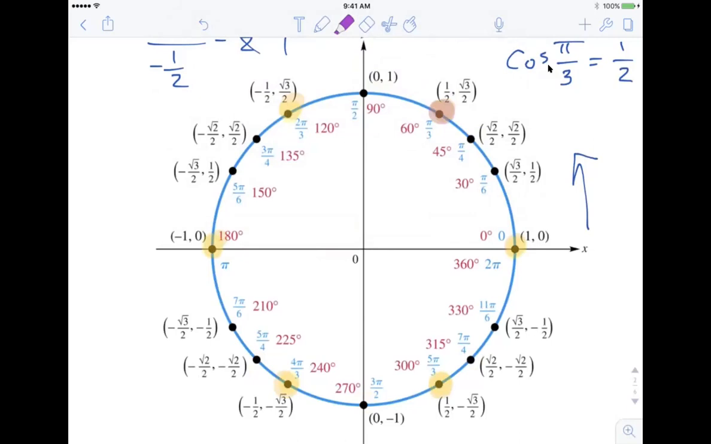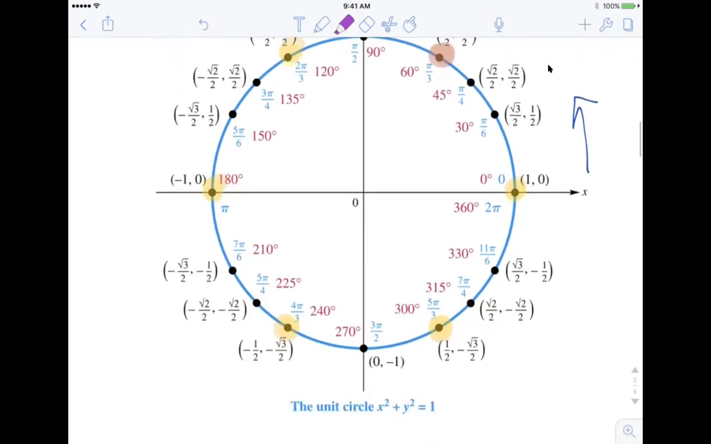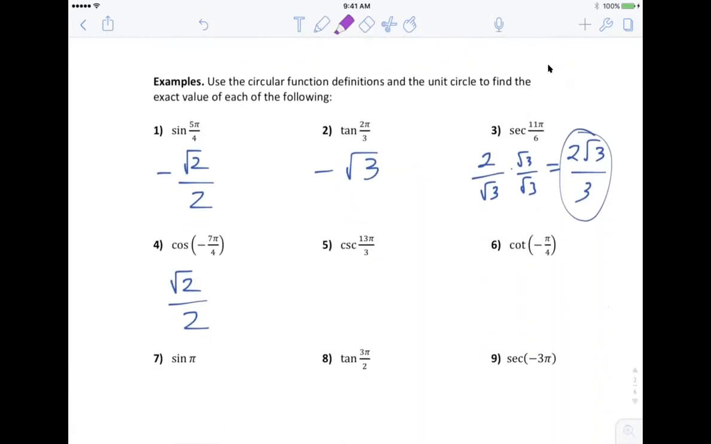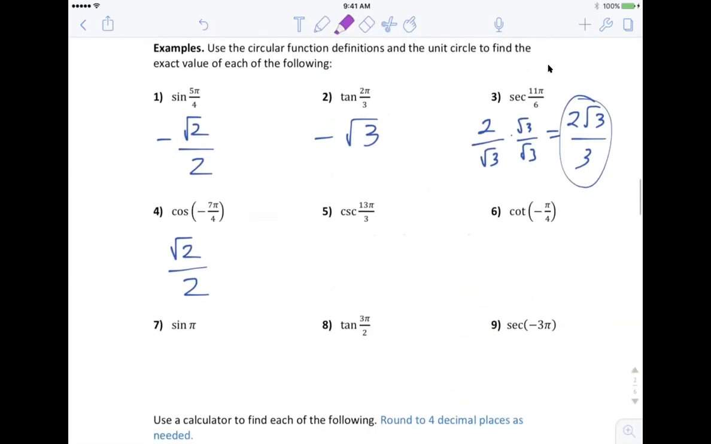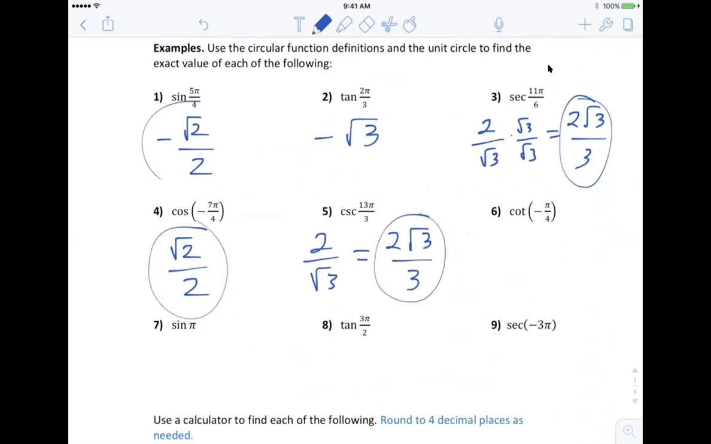13 pi over 3s leads me to that point, and then we're doing cosecant. Cosecant is the reciprocal of the sine, which is the y coordinate. So I'm going to do 2 over root 3 on that one. All right. So 2 over root 3. Rationalize just like in example number 3. 2 root 3 over 3. Final answer. Let's circle all these. They're all final.